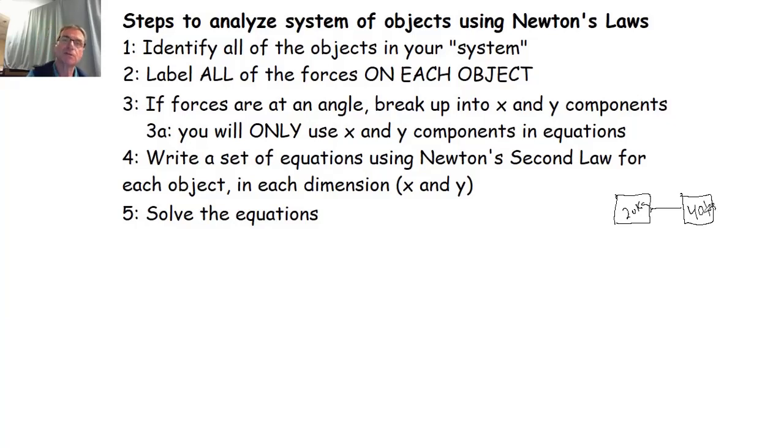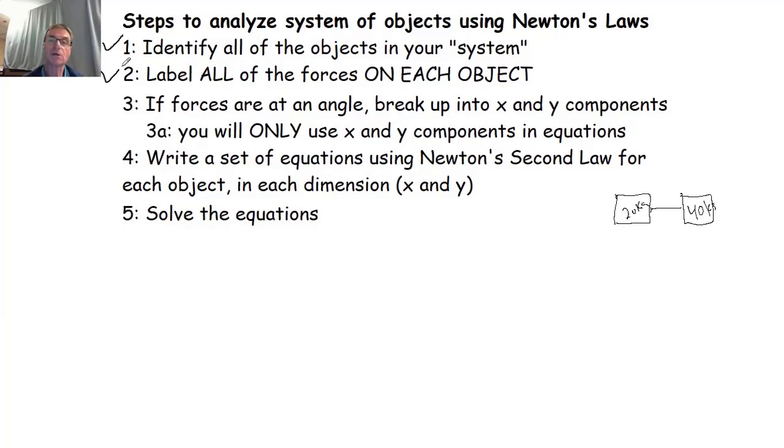So that's the first thing we want to do. The second thing that we're going to do is label all the forces on each object. If I have a system that's got more than one object, I'm going to identify each object and then draw in all of the forces on each object, one object at a time. I treat the objects separately in our system, and that's a key in analyzing a system using Newton's laws. We only have to deal with one object at a time. We don't have to deal with the whole thing all at once, because that can become overwhelming.